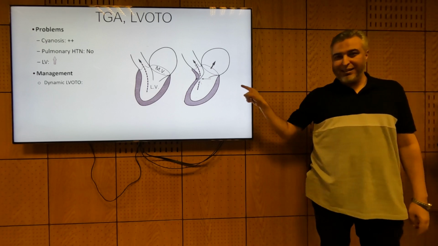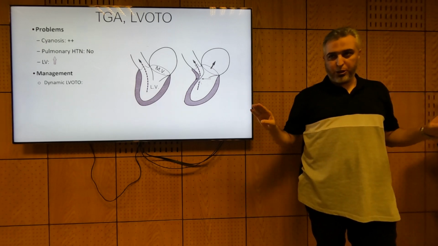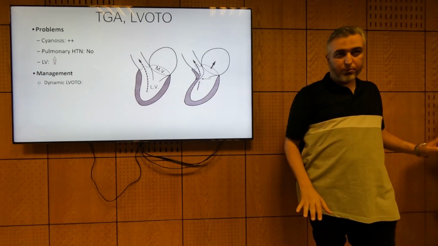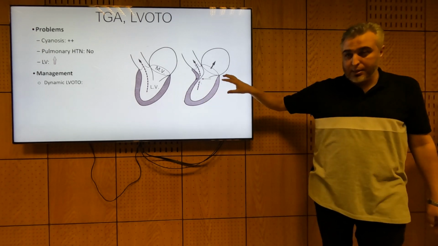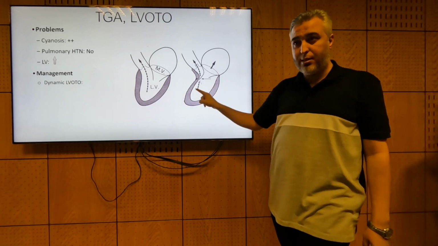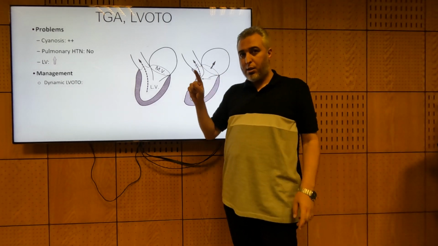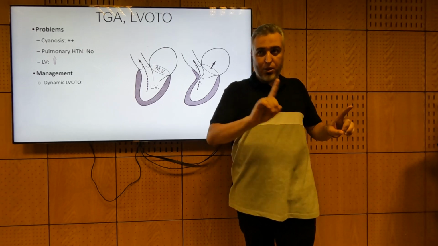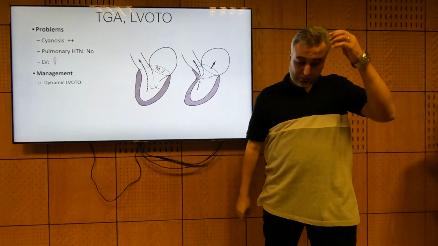We've had patients who are 10 years of age with no previous operation, had dynamic LVOT obstruction, had an arterial switch operation, and they went home. So this entity is not very common, but it is there. If the patient has LVOT obstruction, we have to check, is that a dynamic or a fixed obstruction?